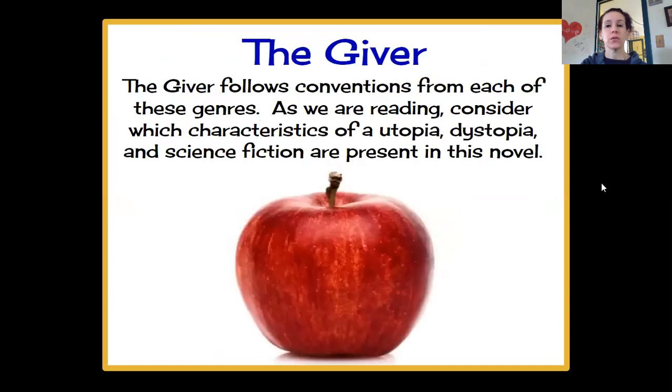The Giver. So this all relates to The Giver. The Giver follows conventions from each of these genres. They all fit into science fiction together, but dystopian and utopian too. So things that are wrong in a society, right? And a society that tries to be perfect. As we're reading, consider which characteristics of a utopia, dystopia, and science fiction are present in this novel, and we will come back to that.